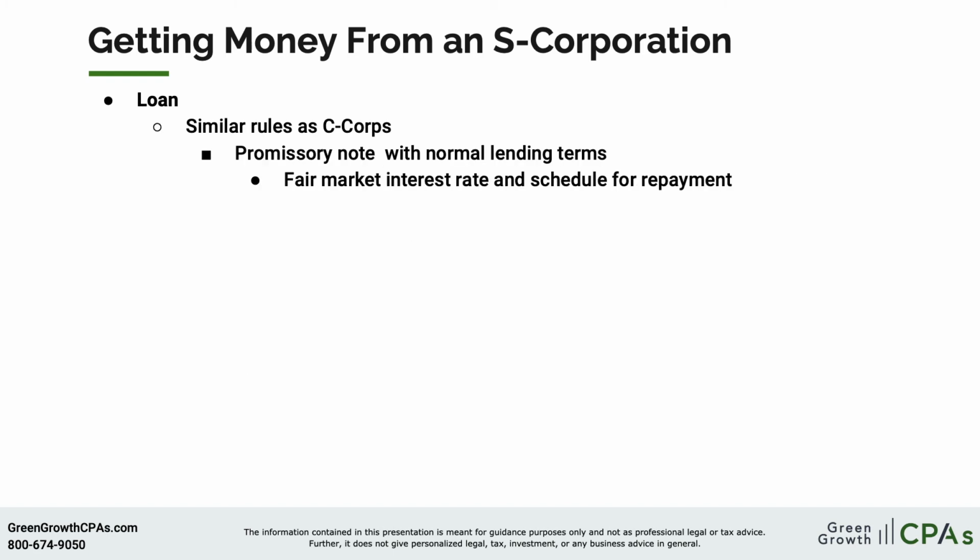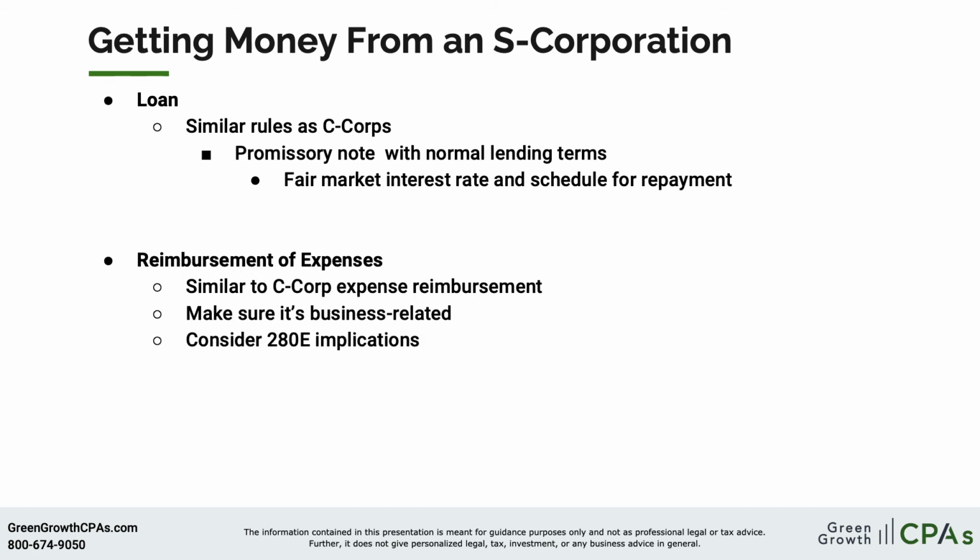The next one we're going to talk about here is a loan. Now, most of the same rules apply for taking a loan from an S-Corporation the same way it does to a C-Corporation, which we talked about in the previous slides. Now, if you wish to take a loan out from your S-Corp, you again must have a promissory note and have some type of normal lending terms that include a fair market interest rate and a schedule for your repayment. Now, failing to do so will likely result in some tax penalties. So make sure when you do these loans, they're buttoned up the way they need to be.